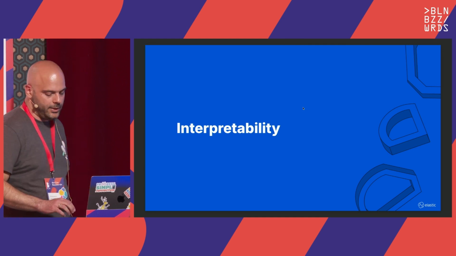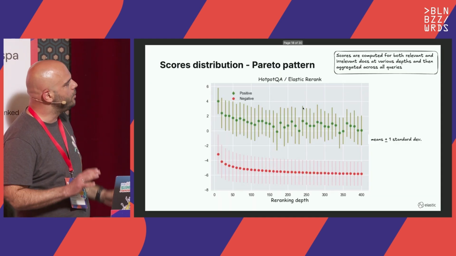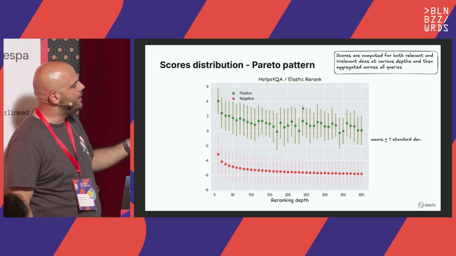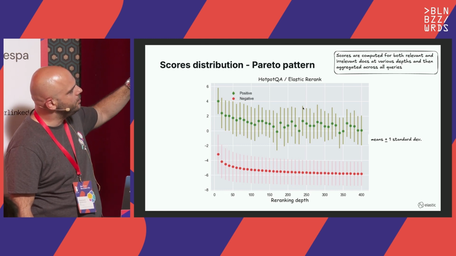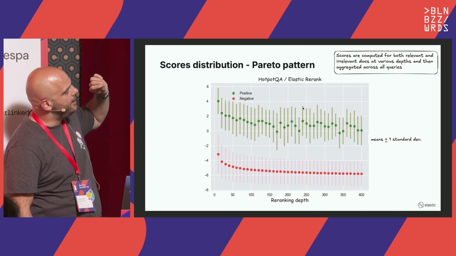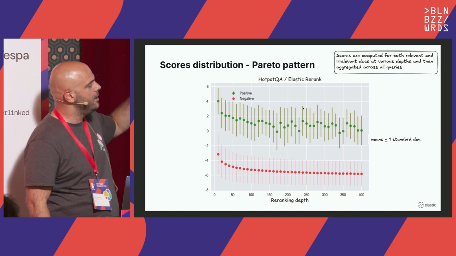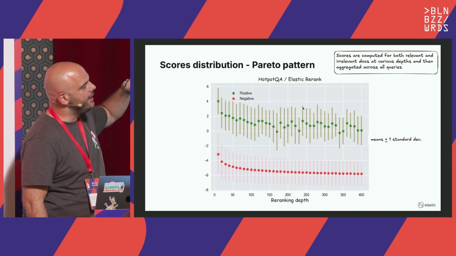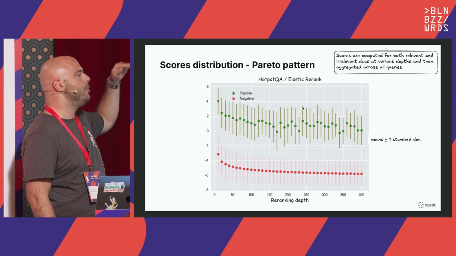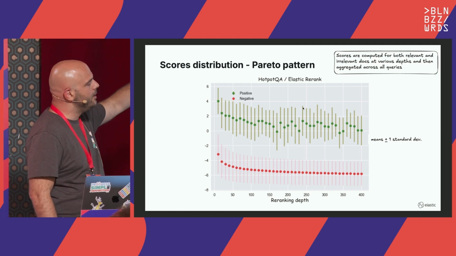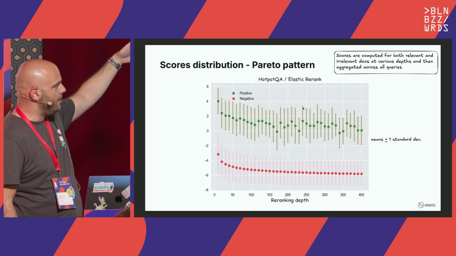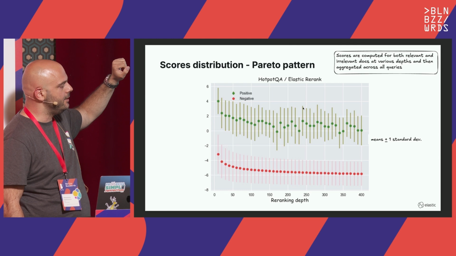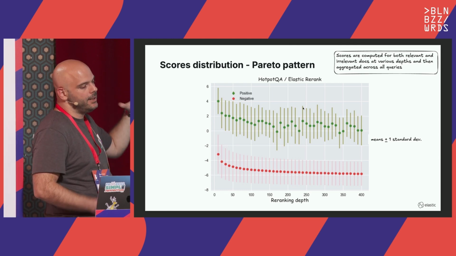Now we move on to interpretability. What we do here is we're trying to explain these different patterns based on the score distribution. We get the scores of the documents at each depth. We separate them into positive and negative, relevant and irrelevant. We aggregate the scores across all queries, and then we compute means and standard deviations. So the data points that you see here are the means, and the intervals correspond to plus and minus one standard deviation.